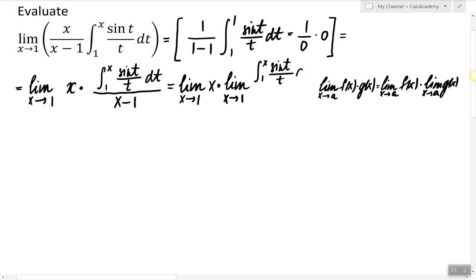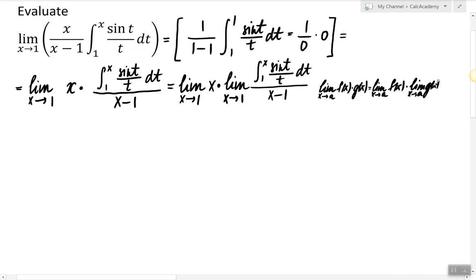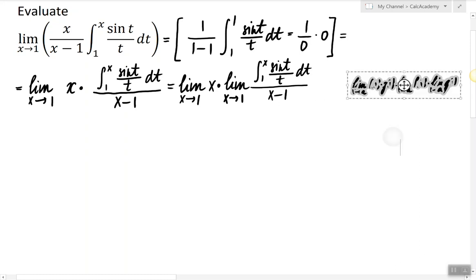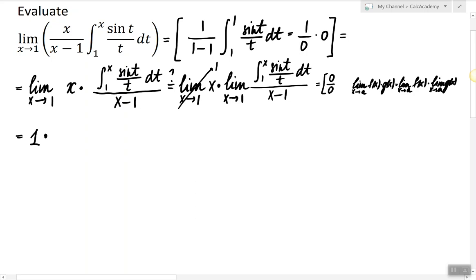Now, clearly, the limit of x as x goes to 1 exists, and it's equal to 1. And now we can focus on the second limit. And the second limit is now definitely of 0 over 0 type. And to find this limit, we're going to use L'Hopital's rule.